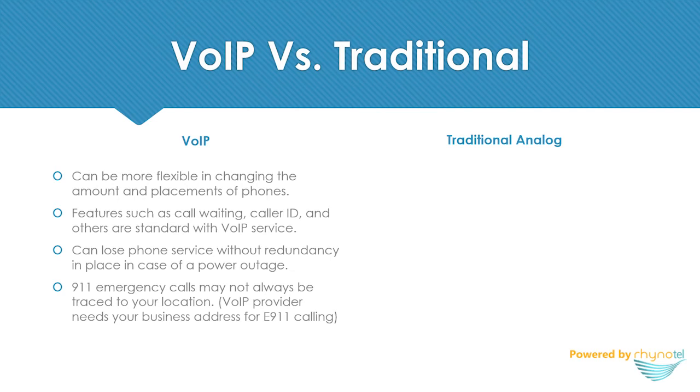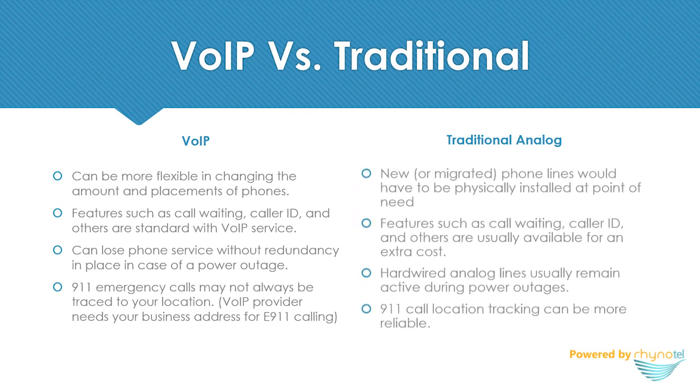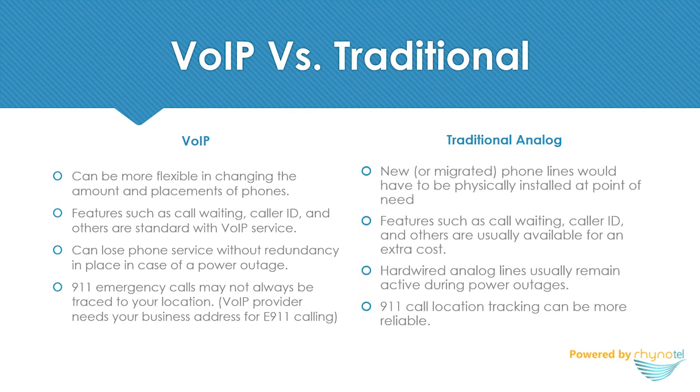VoIP can lose phone service without redundancy in place in case of a power outage, and 911 emergency calls may not always be traced to your location. VoIP providers need your business address for E911 calling. For traditional analog calls, new or migrated phone lines would have to be physically installed at the point of need. Features such as call waiting, caller ID, and others are usually available for an extra cost. Hardwired analog lines usually remain active during power outages, and 911 call location tracking can be more reliable.